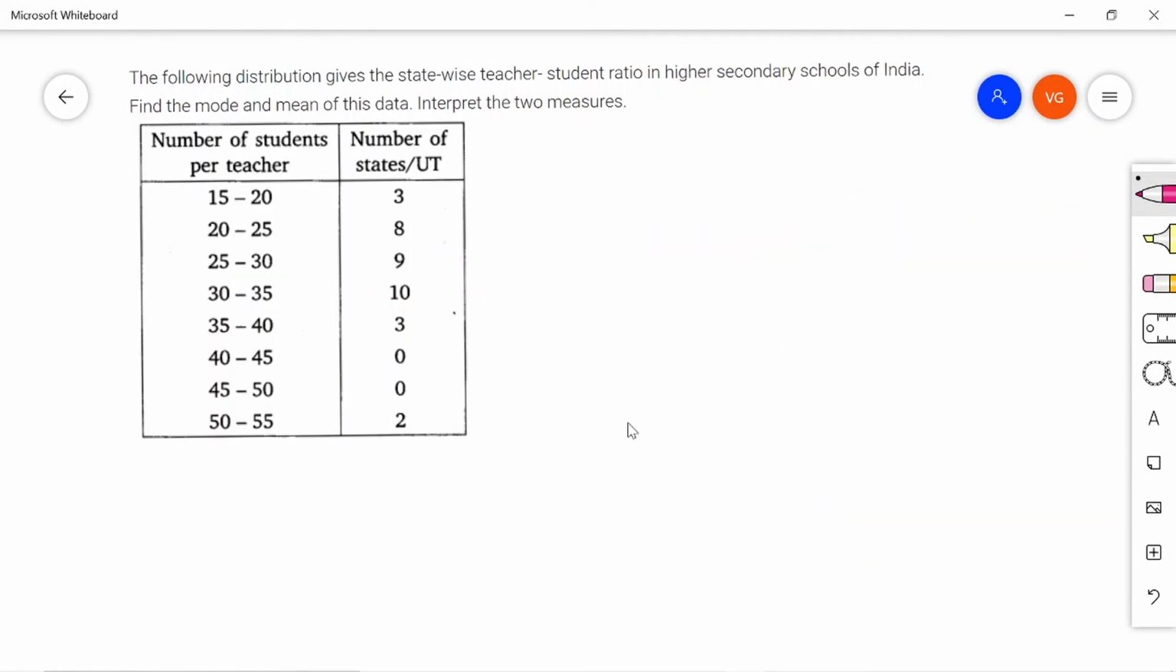Now let us calculate the mean of this given data. As you are given with the class interval, let us find out the average of the class. So 15 to 20: 20 plus 15 divided by 2, that is the average. So 17.5 here. Next is 22.5, 25 and 30, that will be 27.5. Next you have 32.5, 37.5, 42.5, 47.5 and 52.5. So this is your xi.